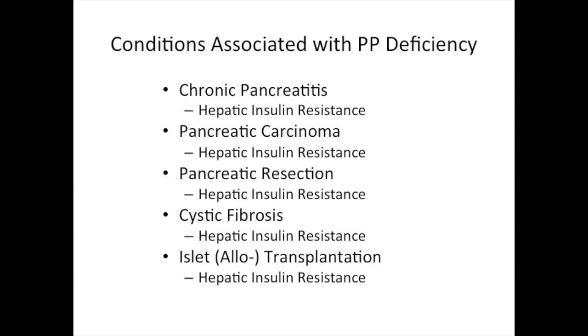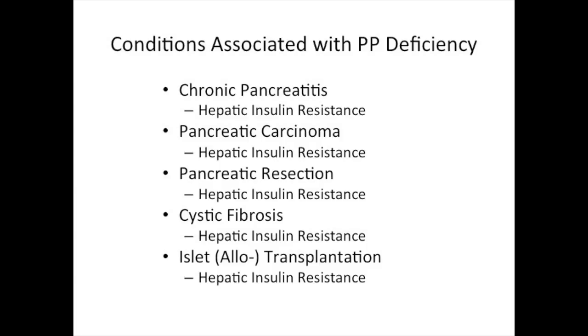So if we just characterize what kind of conditions are associated with PP deficiency, we know that chronic pancreatitis is associated with hepatic insulin resistance. Pancreatic carcinoma has also been found to be associated with PP deficiency, and Cyril Simo in Murray Brennan's shop showed years ago that hepatic insulin resistance was characteristic of patients with pancreatic carcinoma. We know pancreatic resection, if it's a proximal resection or a total resection, is associated with PP deficiency and is also associated with hepatic insulin resistance.